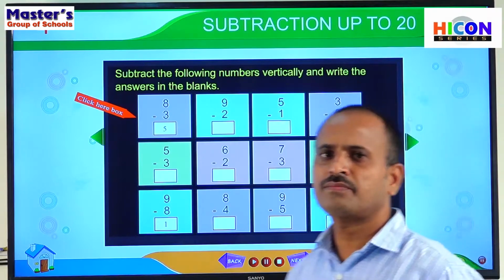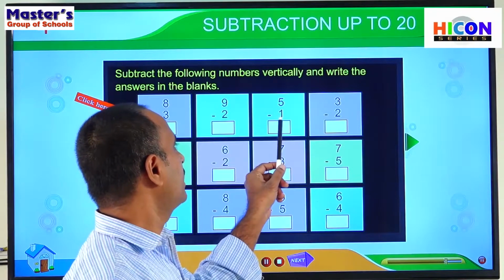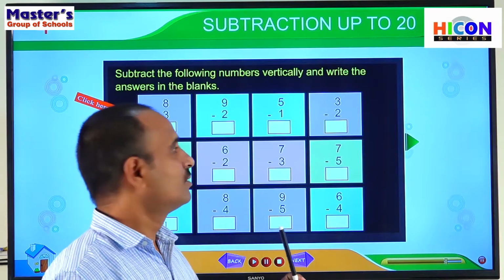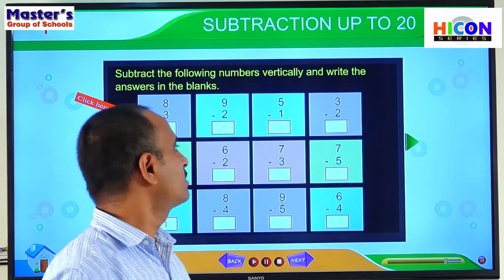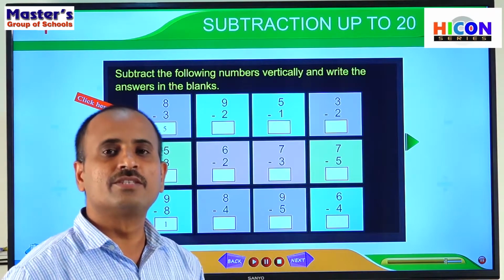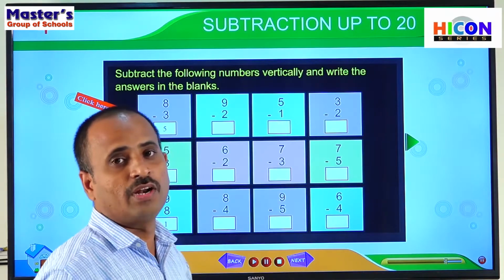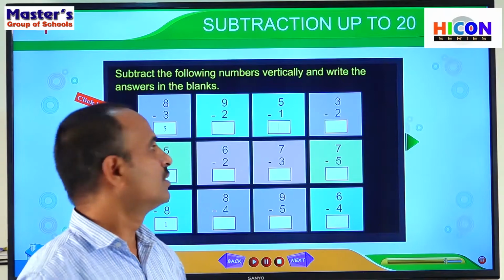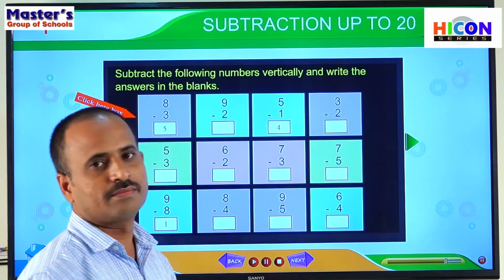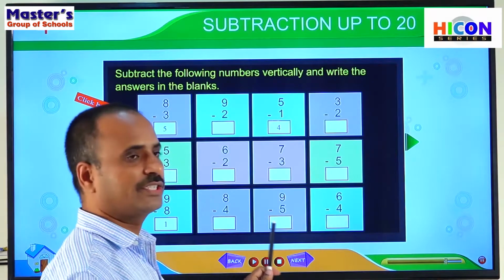5 minus 1. Here 1 is subtracting from 5. So according to subtraction facts, if 1 is subtracted from the given number, we will get its before number. So what is the before number for 5? The before number for 5 is 4. So write 4 in this box. The answer is 4. So children, see, this is the subtraction.